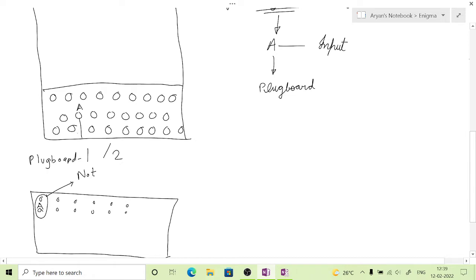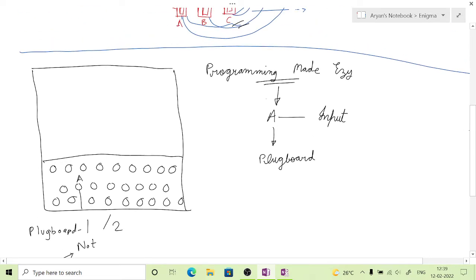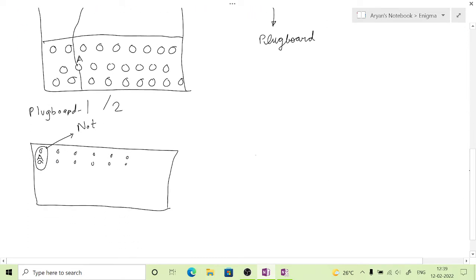So when current flowed from here to here, when we are talking about current, there must be some battery as well. So let me draw the battery here. The battery used to be situated here, and the current used to flow from here to the letter which the person has typed. When the person types A, that is taken as the input from the keyboard, and then it goes to the plug board. If it is not connected, it would simply go back as A and return.